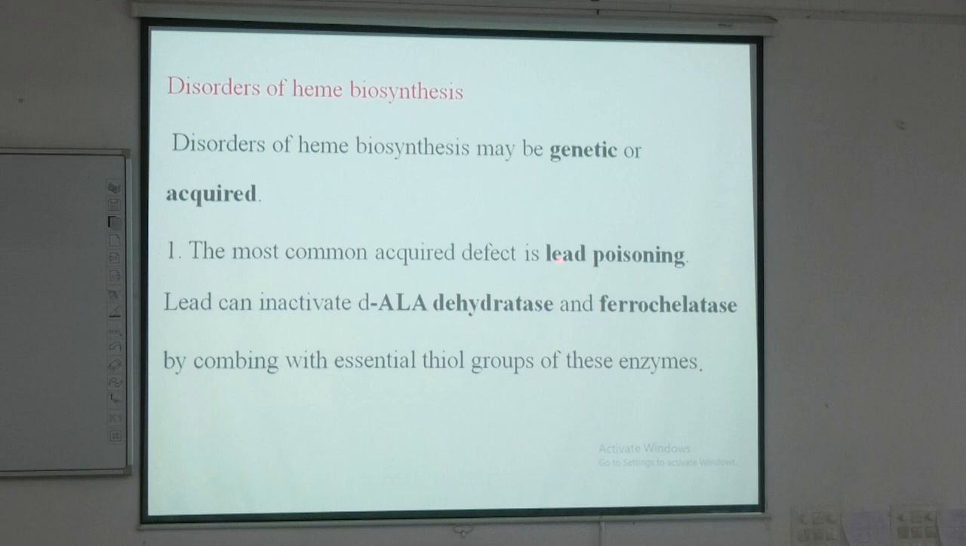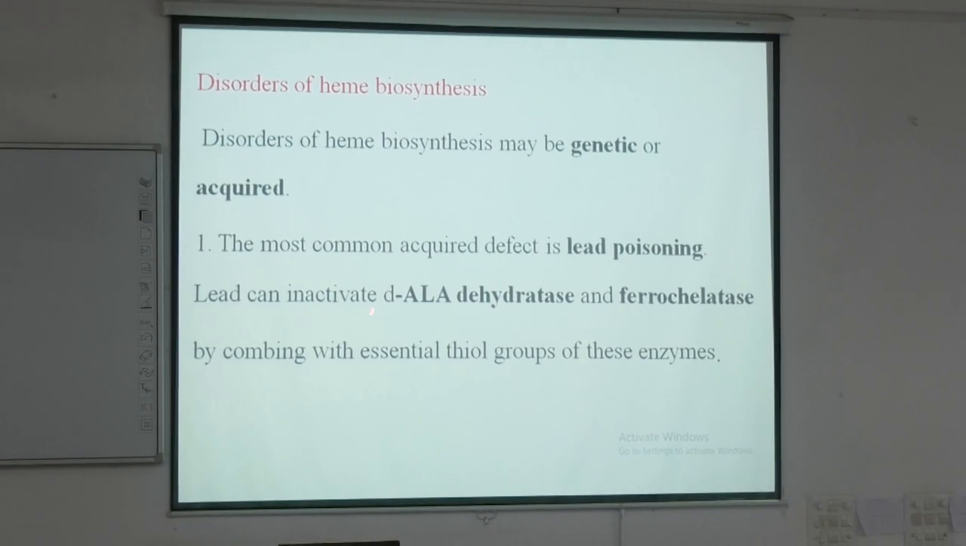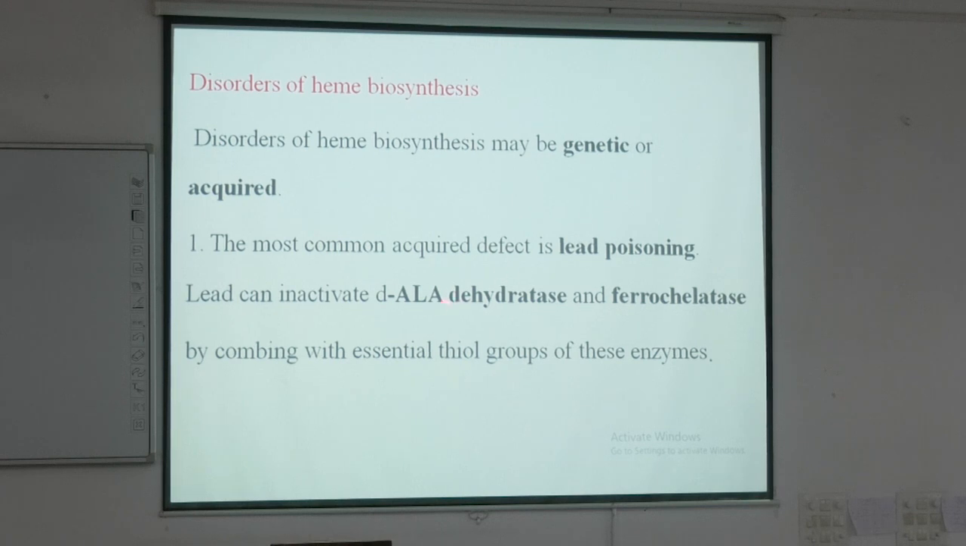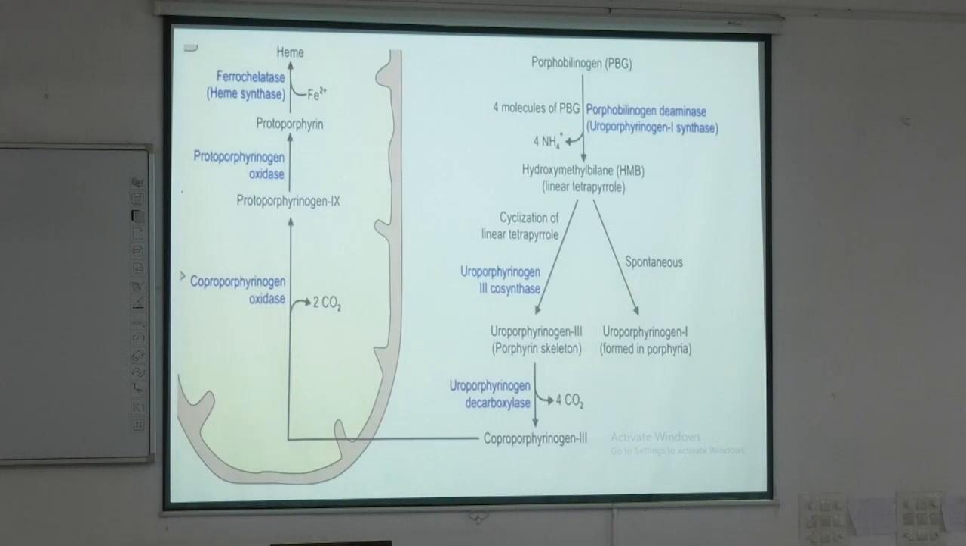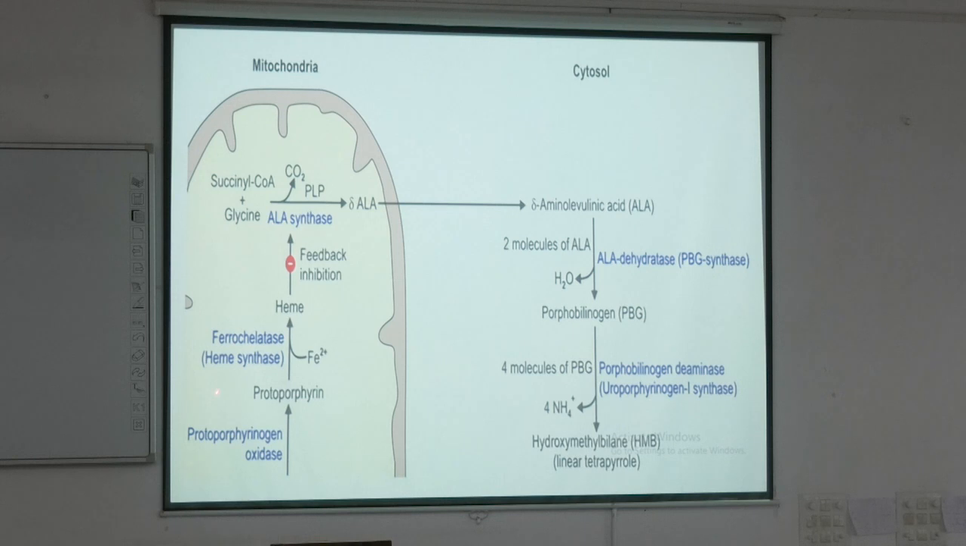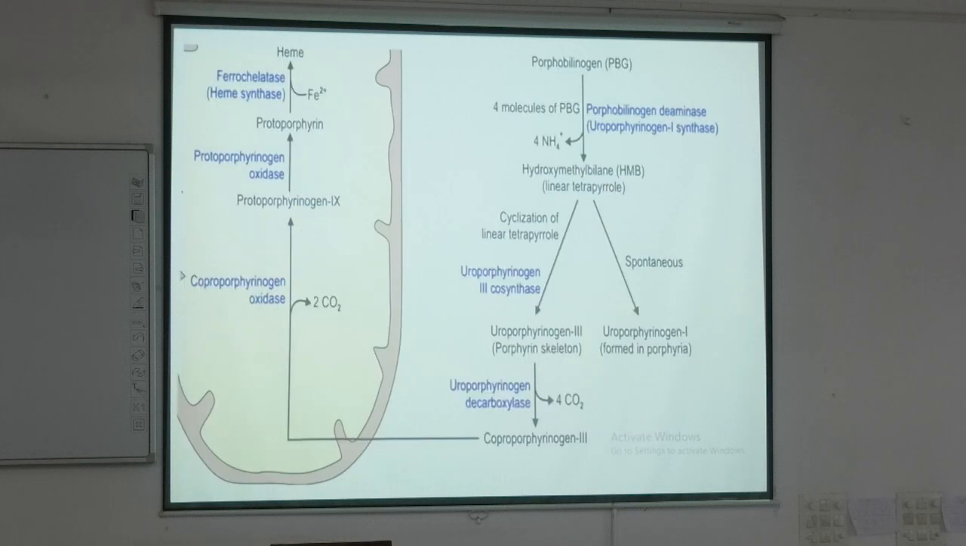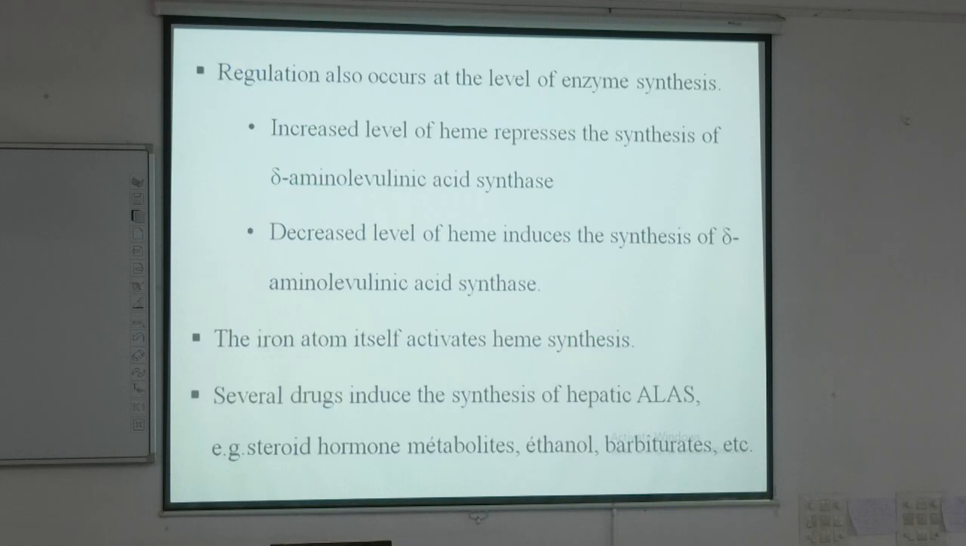The most common acquired defect is lead poisoning. In lead poisoning, lead can deactivate the ALA dehydratase and ferrochelatase enzymes. Ferrochelatase, you know, is an enzyme in the last step of the metabolic pathway. You will see protoporphyrin going to the next step for the formation of heme. There is ferrochelatase, that is heme synthase. Okay? So, next step, decreased level of enzyme synthesis, increased level.